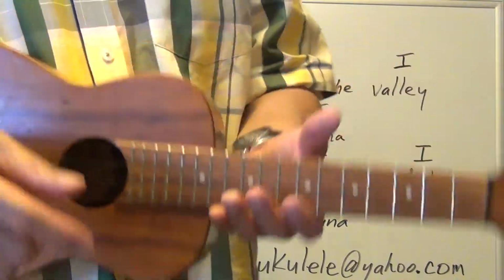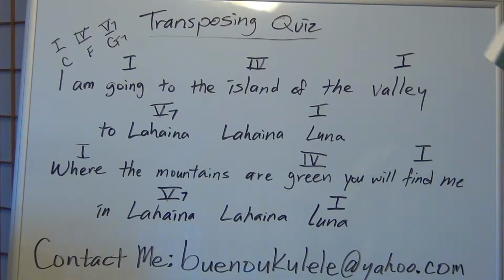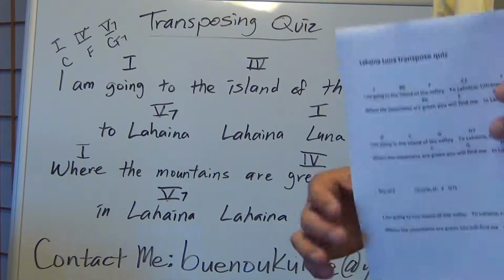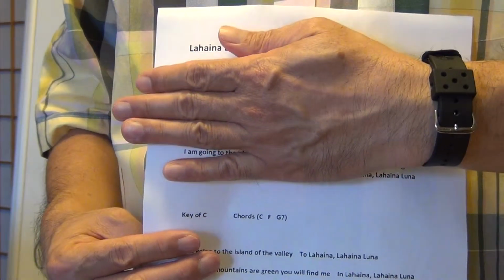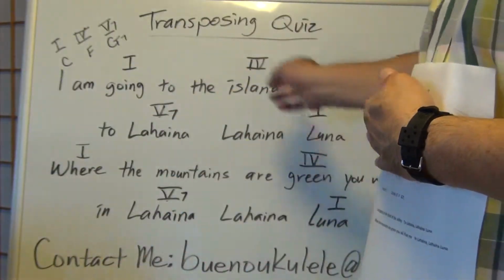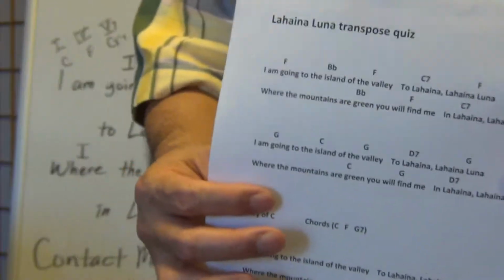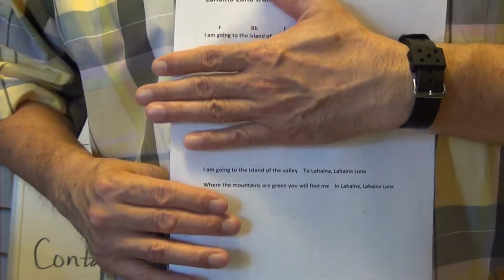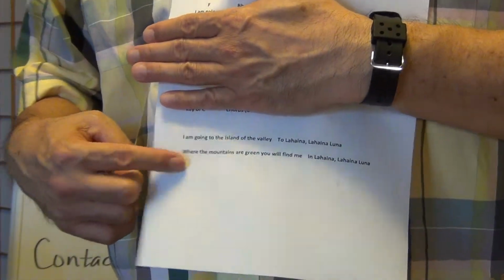Okay, so you got a chance to play it in C. Now, what I want you to do is to get a piece of paper and just cover the top section up here with a piece of paper, and then we're going to play it in the key of F. Okay. Once again, it's already written in the key of F, just in case you get frustrated and you just want to play along. But the goal really is to cover it up and play the song in the key of F.